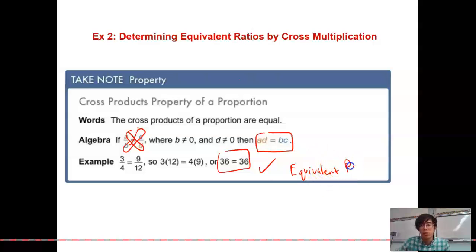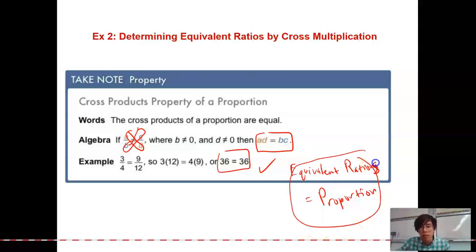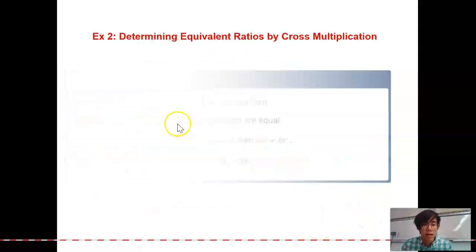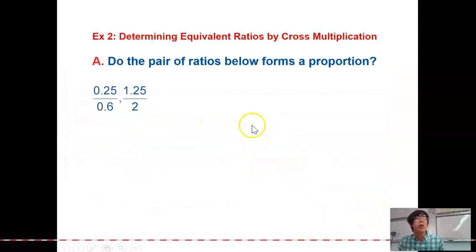Equivalent ratios, just a heads up, means the same thing as a proportion. They're the same meaning. Alright, so let's look back at this one right here. Okay, are these going to form a proportion? Let's look at this example. So let's set it up equal to each other and test whether that's true.